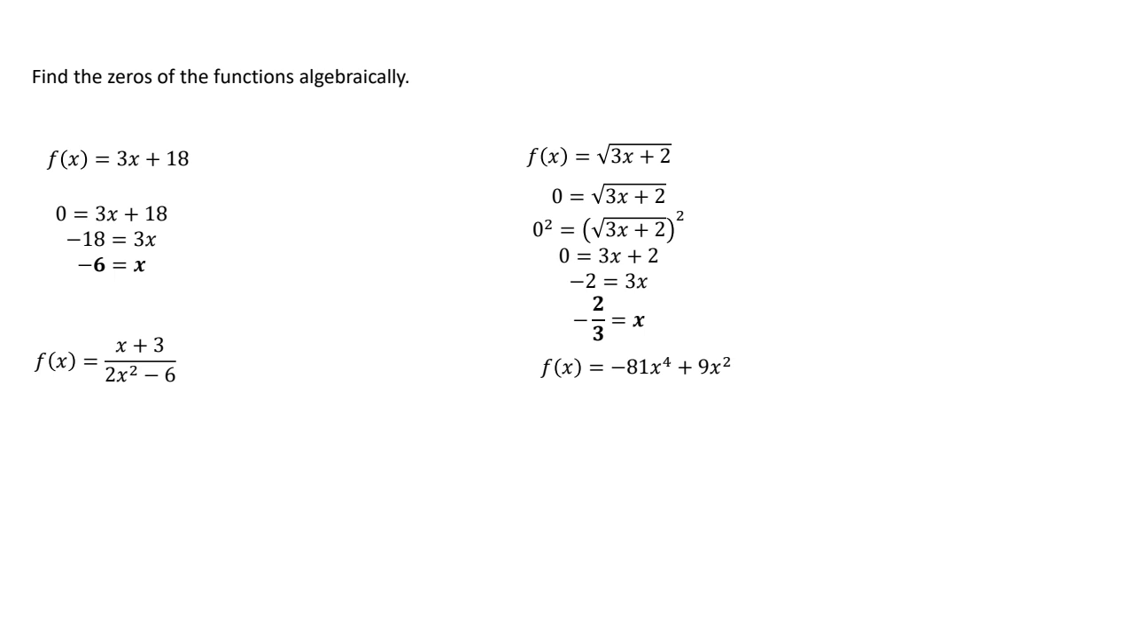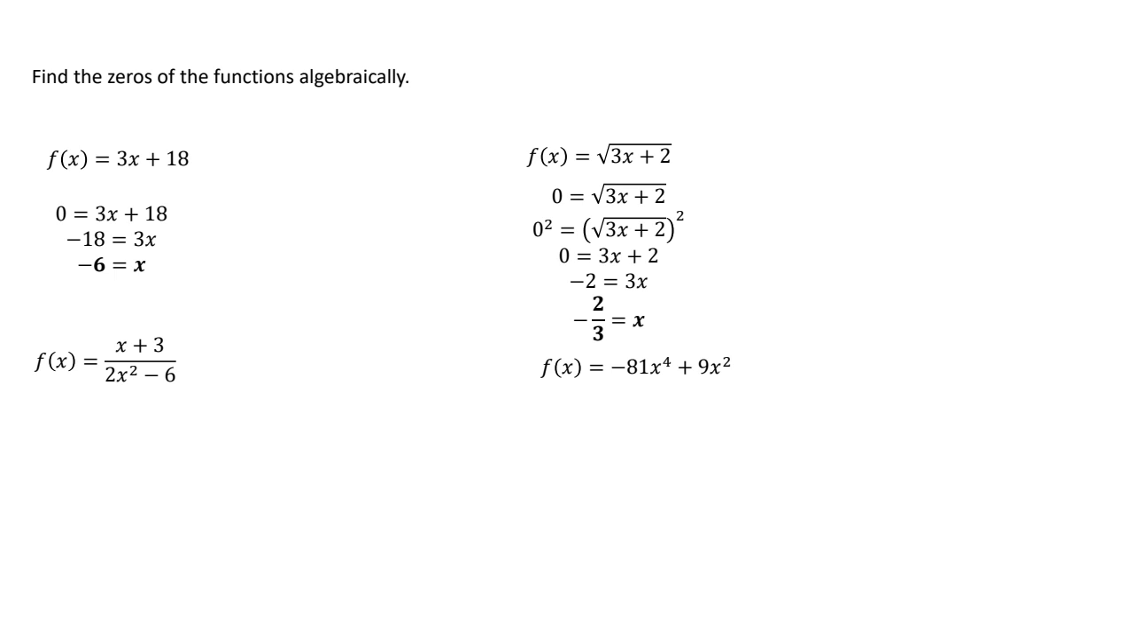For the second function, again, we let f of x equal to 0. We have the root of 3x plus 2. To eliminate the square root, because it's a 2, we square both sides. If we square the left side, 0 squared will give us 0. If we square the right side, the square root and the square cancel, so there'll be 3x plus 2.